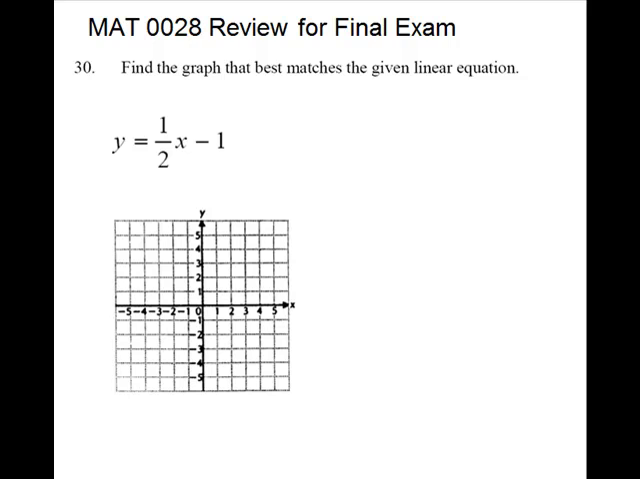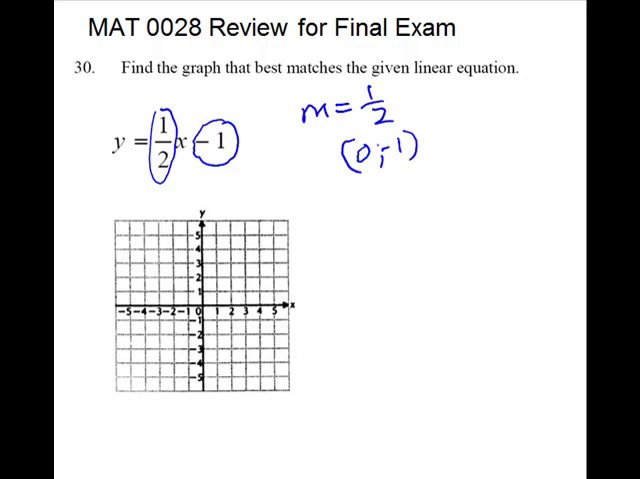For problem 30, they ask us to find the graph that best matches the linear equation. So first you will need to graph it yourself before you look at their choices. And I have slope-intercept form. If you're familiar with slope, your y is isolated, your slope will be the coefficient of the x. So our m is 1/2. Our y-intercept will be this point, 0, negative 1.